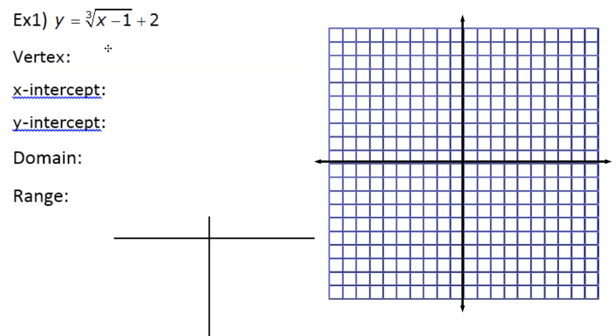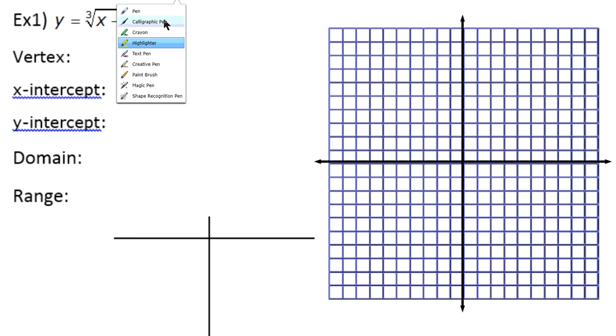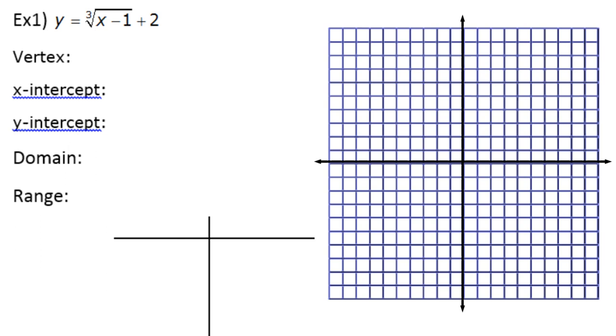Number 1: y equals a cube root of x minus 1, plus 2. Like we said, we want to get that vertex first. So let's get it out of the way really quick. Again, if you need help, you can always write it in that form, which is a times the cube root of x minus h, plus k, which gives my vertex to be (1, 2). When we make our table, we're going to put that in the middle: 1, 2.